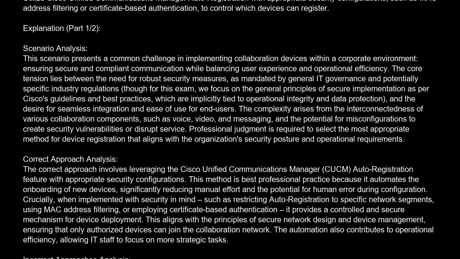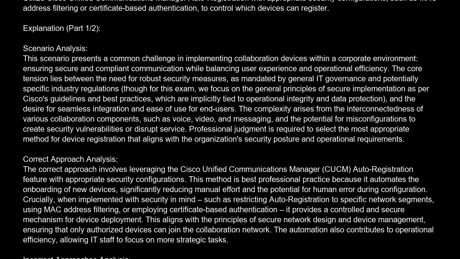Correct answer is A. Utilize Cisco Unified Communications Manager auto-registration with appropriate security configurations, such as MAC address filtering or certificate-based authentication, to control which devices can register.